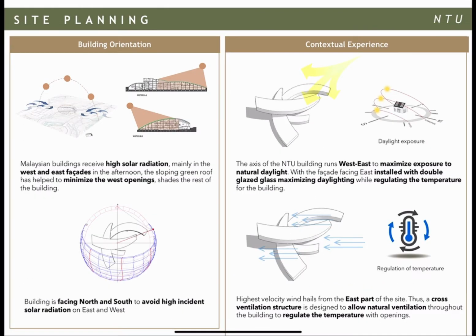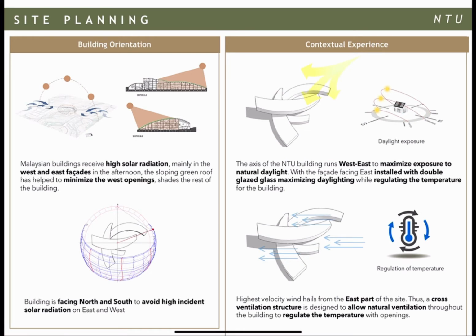For the building orientations, Malaysian and Singapore's buildings receive high solar radiations, mainly in the west and east facade in the afternoon. The sloping green roof has helped to minimize the west opening shades to the rest of the building. The building is facing north and south to avoid high incident solar radiations on east and west. The axis of the building runs west-east to maximize exposure to natural daylighting.